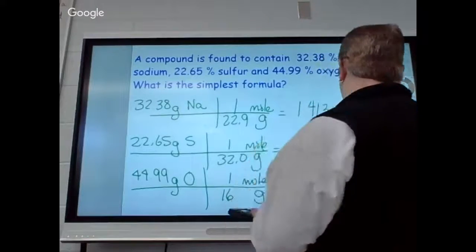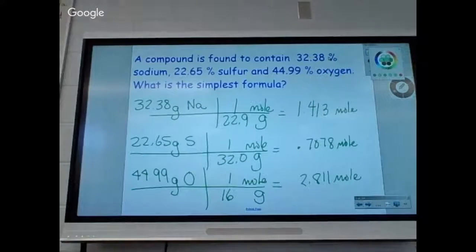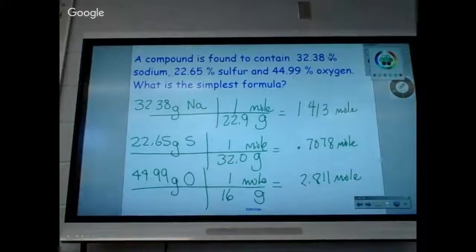So I took it out several decimal places. All right, so we've successfully done step 1 and step 2. We've changed percent to grams. We've converted to moles. Is everybody with us so far? Okay. All right, step 3.